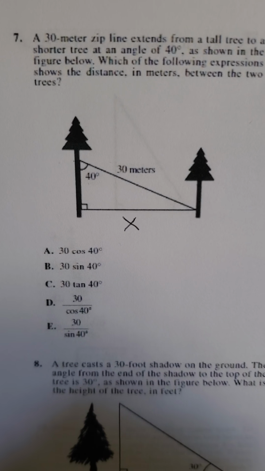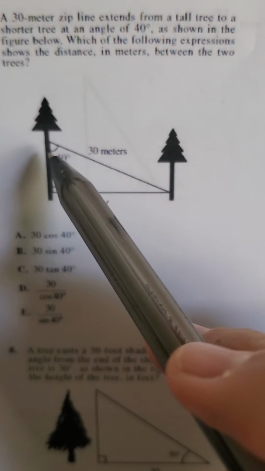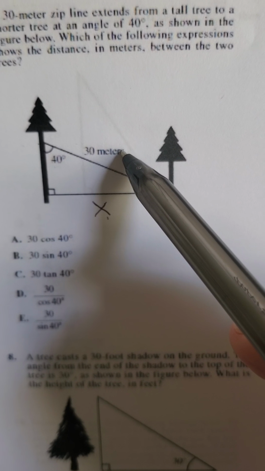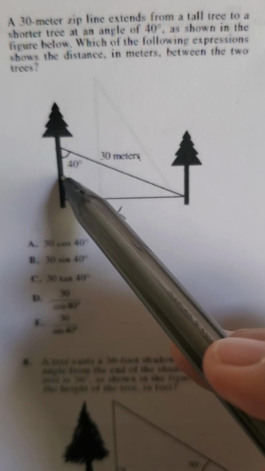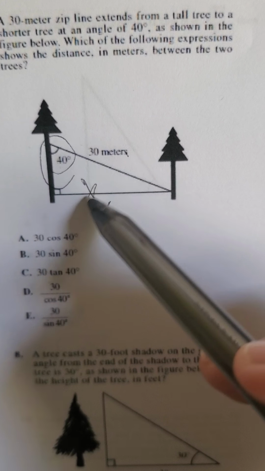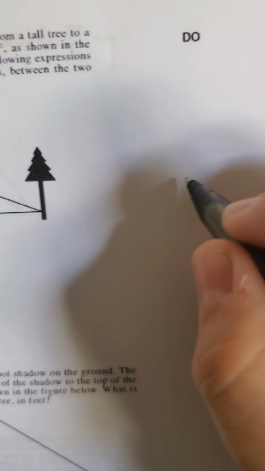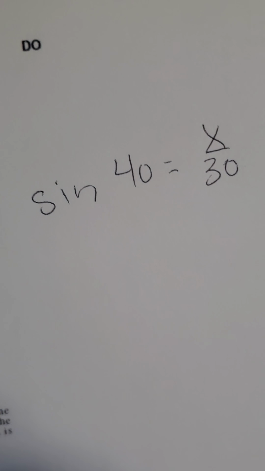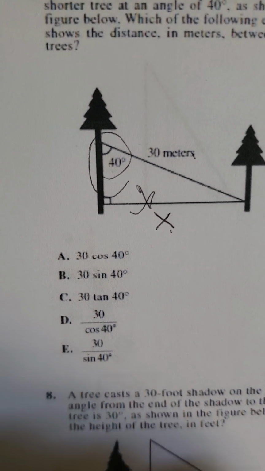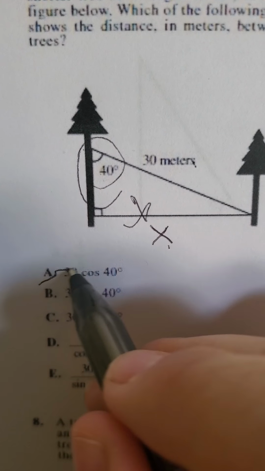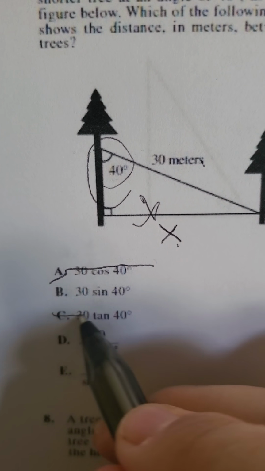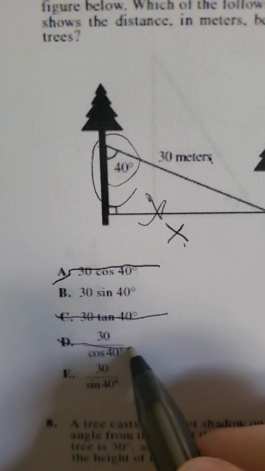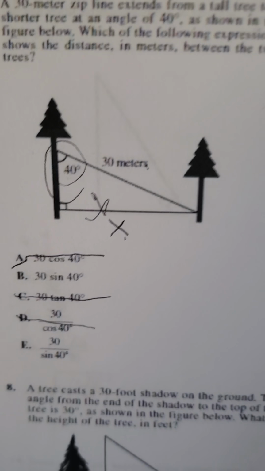So if I think about that, I'm going to do opposite over hypotenuse, which is sine, right? Because I'm looking at this angle here. That's my opposite, and that's my hypotenuse. So I'm going to write over here, sine of 40 degrees equals x over 30. Okay? So looking back over here, I can rule out A because that has cosine in it, doesn't it? And I can rule out C because that has tangent, and I can rule out D because that's cosine. So if you're in a hurry, you'd have these two left.